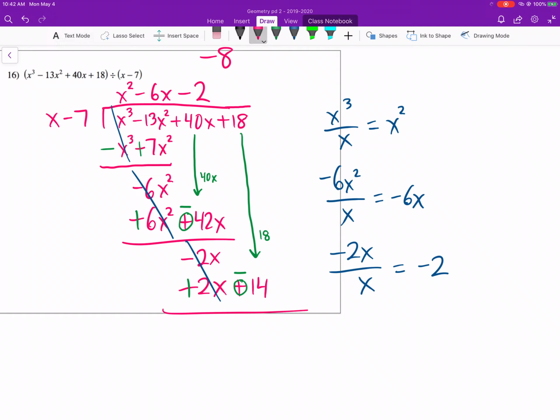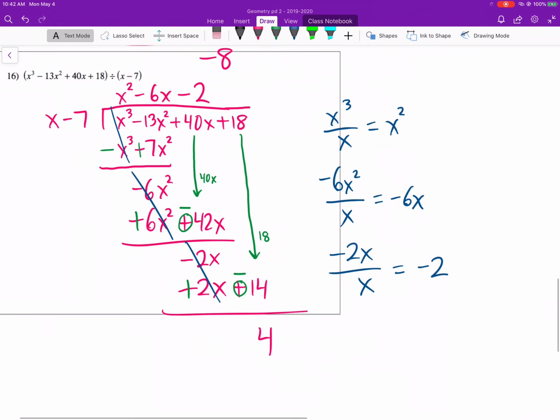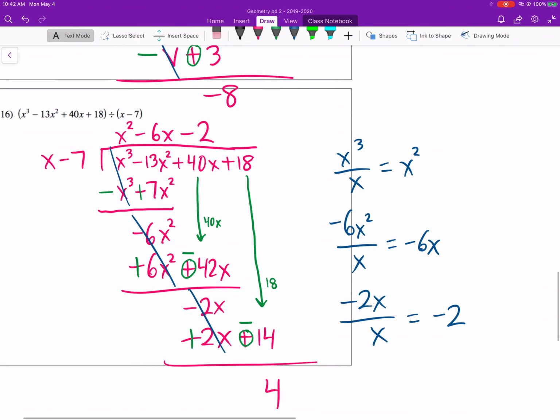All right, but just watch how we actually technically finish this. It would be 18 now. You bring down the 18. Now it's 18 minus 14, which is 4. So 4 is kind of acting as your remainder. Remember how we write that. It's positive, so you just write plus 4 and throw that over the whole divisor, the expression on the outside, which is x minus 7.